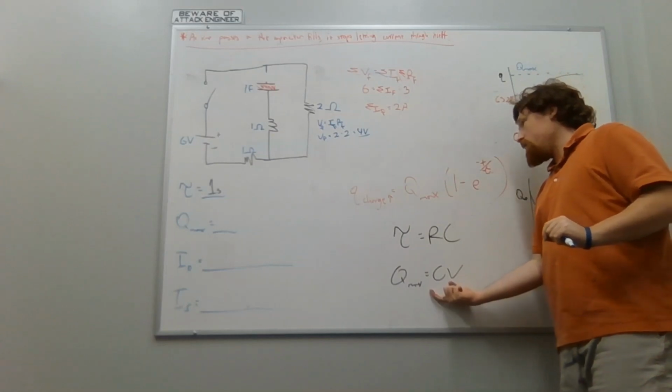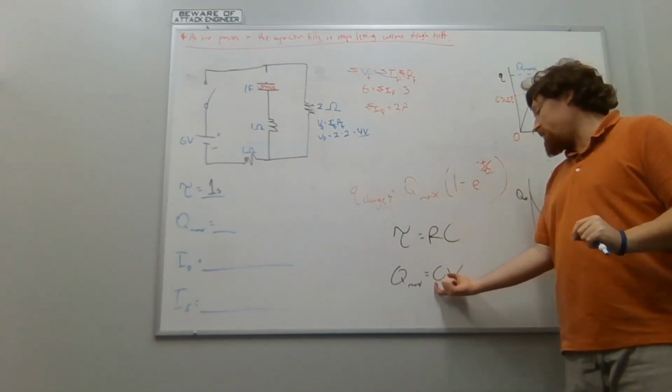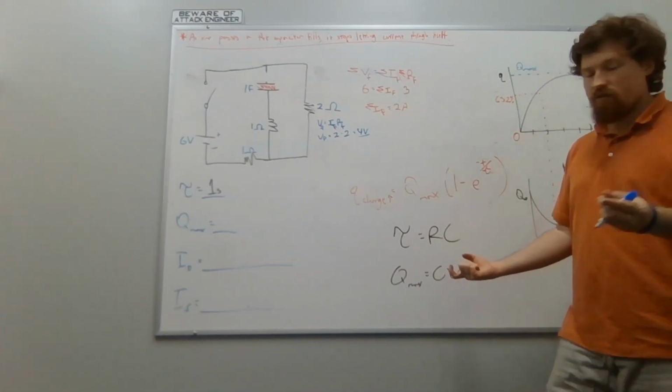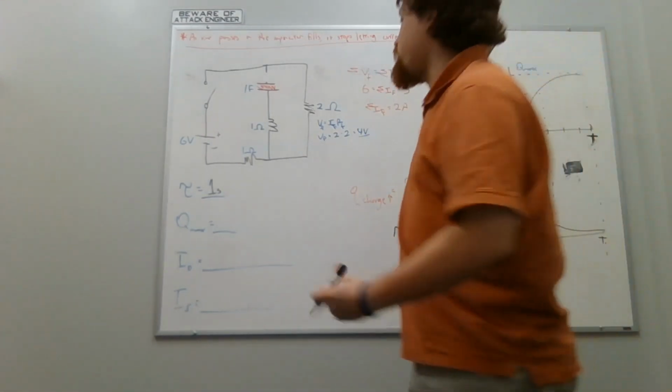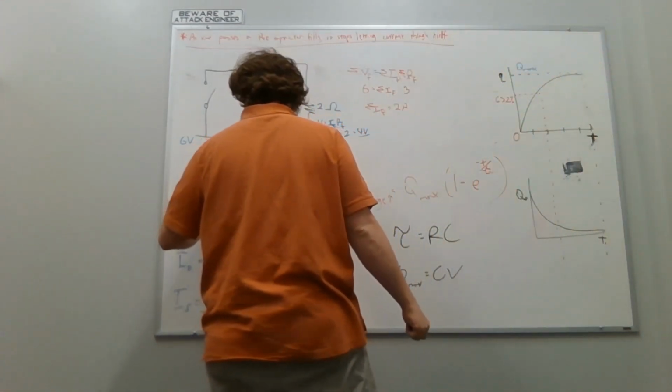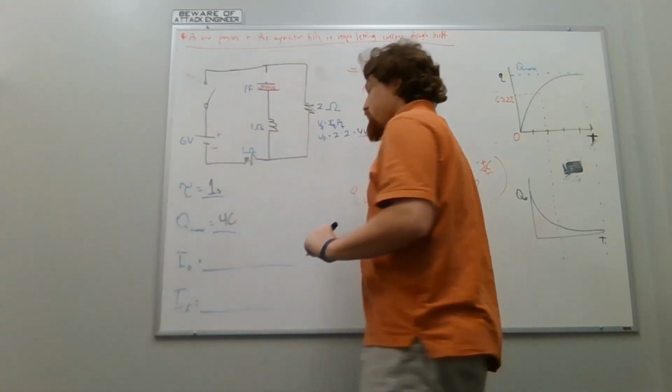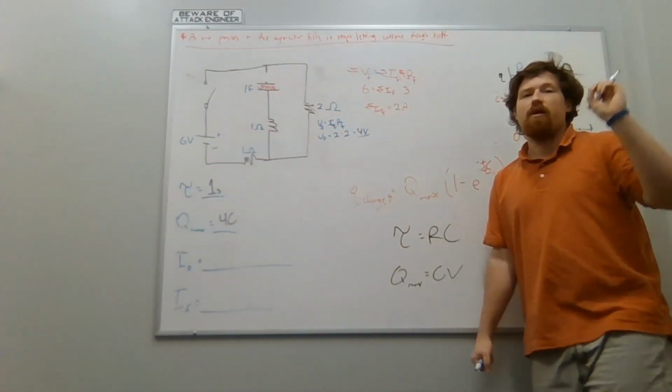So, we still have a capacitance of 1 times 4 volts voltage drop across it. That means our Qmax is going to be 4 coulombs. It's measured in coulombs because it is the maximum charge.